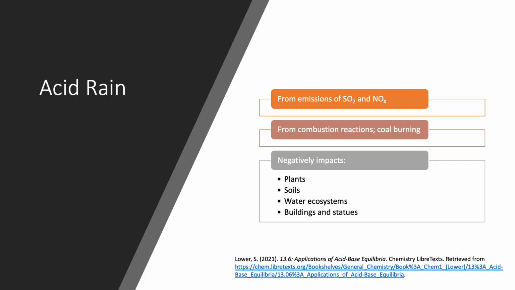Emission of sulfur dioxide and various oxides of nitrogen, which are known as NOx substances, are the main sources of acid rain. These typically come from combustion processes, the big one being coal burning. Acid rain harms many things, the main ones being plants, soil, water ecosystems, and buildings.